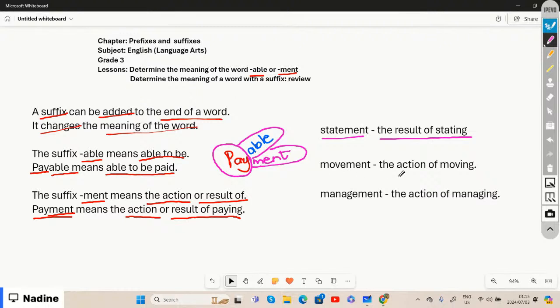Then we have movement. Look at movement. Also remember, ment was added to the word move because move has already a meaning on its own. But now if you look at movement, we said movement is the action of moving or the result of moving.